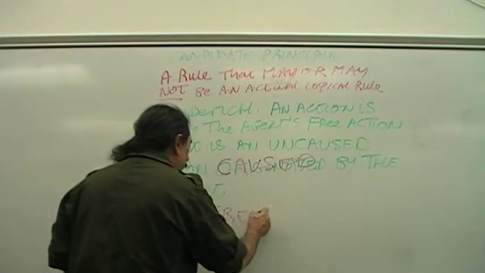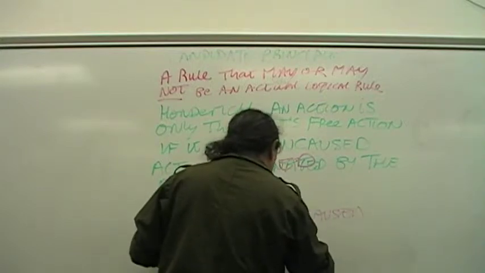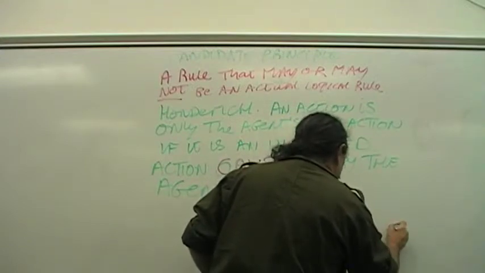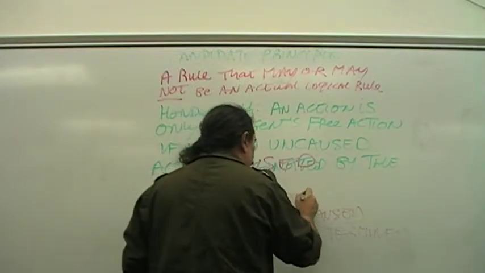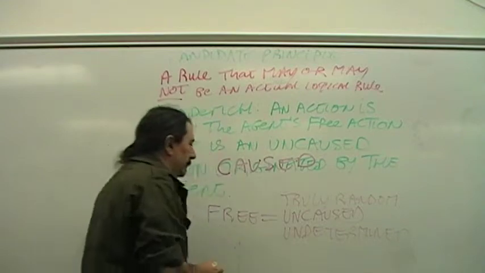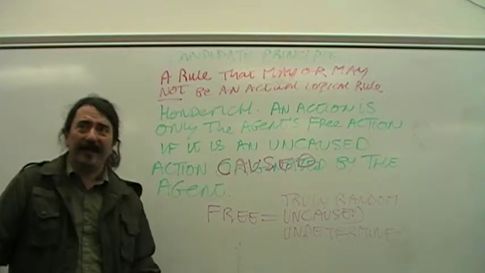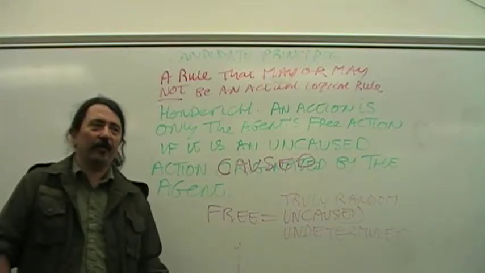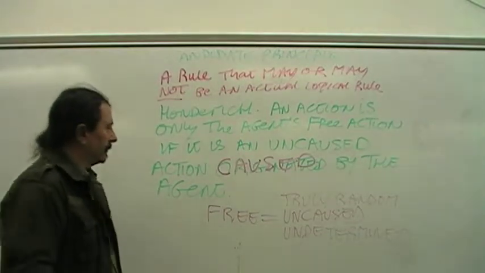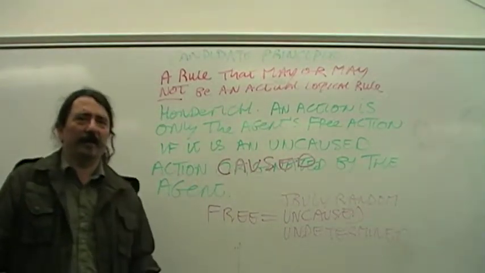Free equals uncaused or undetermined. Another word for this is truly random. Right? Free equals randomness. Freedom equals randomness. And the answer that I have to that is no, it doesn't. Freedom does not equal randomness. A free action is not a random action. A random action is a random action. An uncaused action is a random action. An undetermined action is a random action.